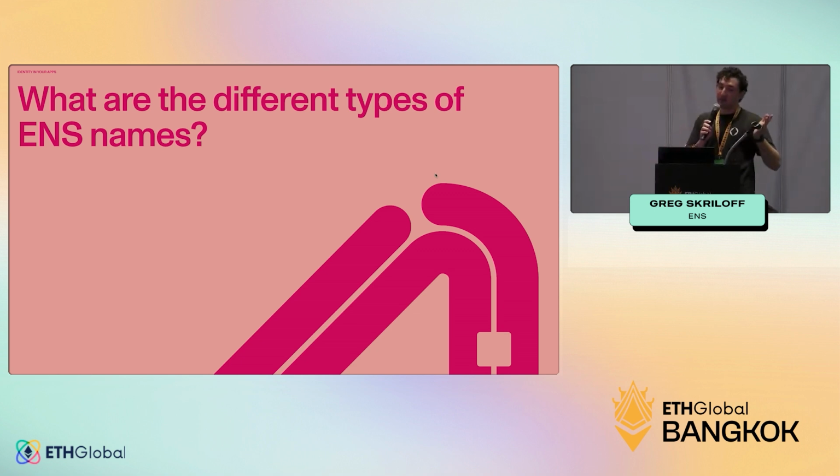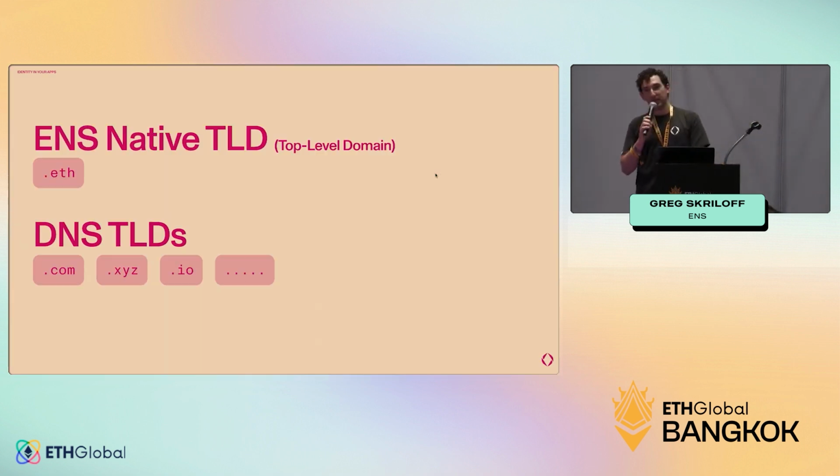Cool. Moving on, what are the different types of ENS names? A lot of people just think .eth is ENS, but that's not totally true. ENS is the protocol, but it supports a number of names. .eth is the one and only native TLD. That's the one we created, and it is on-chain and maximally decentralized. But ENS also supports DNS TLDs, like google.com, gregskrill.xyz, I think I have that, and so on. These can all be used as an ENS name. And so anywhere you type a name, yeah, question?